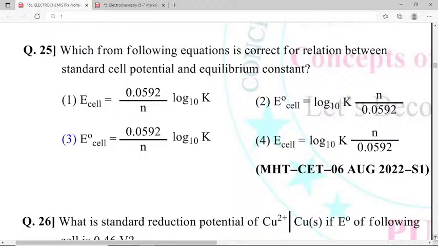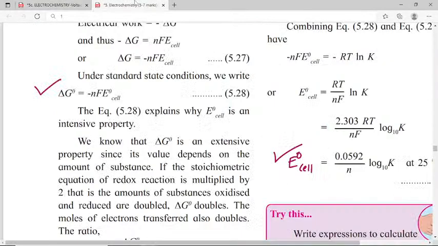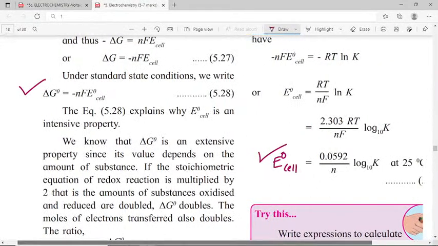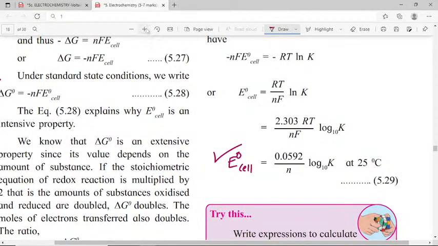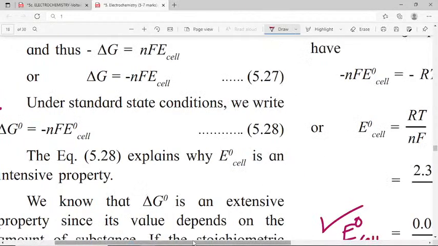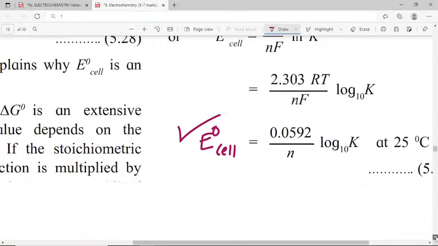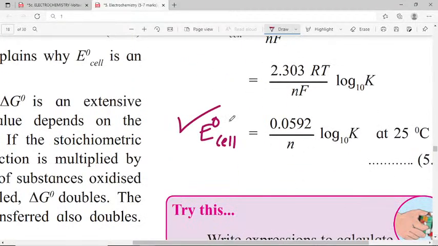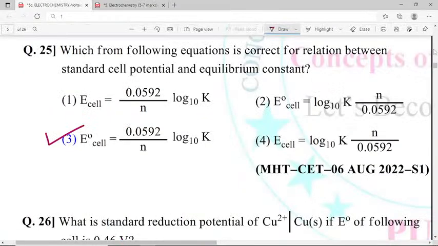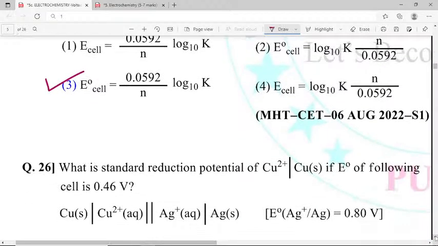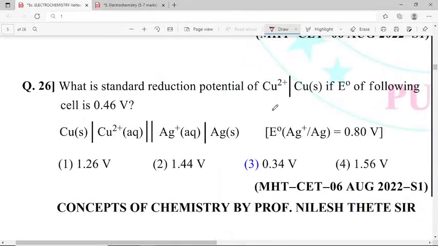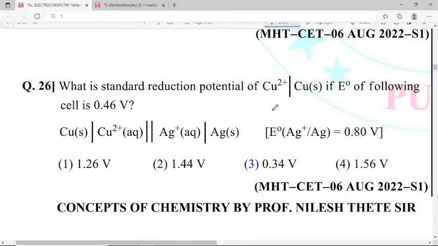Which of the following equations is correct for the relation between standard cell potential and equilibrium constant? E naught cell is equal to 0.0592 divided by n log to the base 10 of K. This is the formula actually. Formula based question.